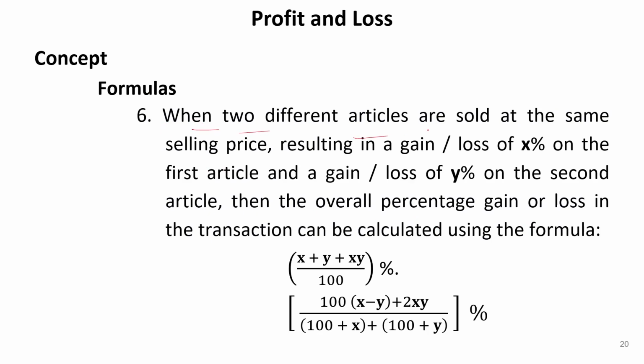Okay, so let's see the sixth formula. When two different articles are sold at the same selling price, both are sold at the same price, resulting in a gain or loss of X% on the first article and a gain or loss of Y% on the second article, then the overall percentage gain or loss in the transaction can be calculated using the formula what? (X + Y + XY/100)% into 100 into (X - Y + 2XY) whole by (100 + X) + (100 + Y) percent.